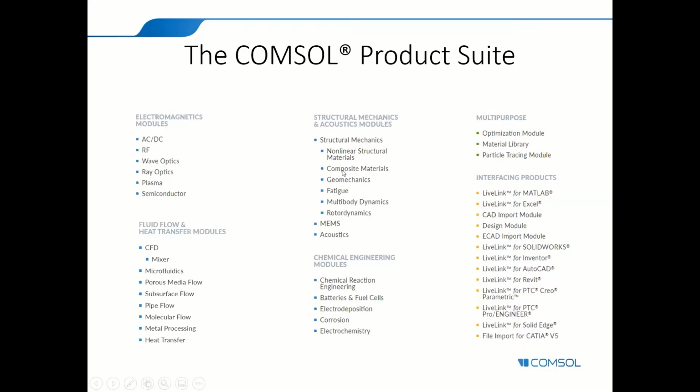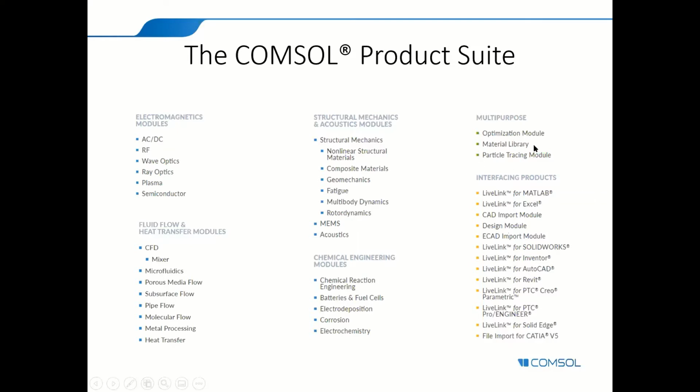Also, one of the new additions, which was added last year, is the composite materials module. We have also structural mechanics, fatigue, multibody dynamics, microelectromechanical systems, and acoustics. As for chemical reaction engineering, we have chemical reaction engineering, batteries and fuel cells, electrodeposition, corrosion, and electrochemistry. There is also a multipurpose module. These multipurpose modules are additional tools you can use in COMSOL, like the optimization module, particle tracing, and the extended material library, which adds more than 2,500 materials to the library, including alloys, composite materials, elements, and so on.